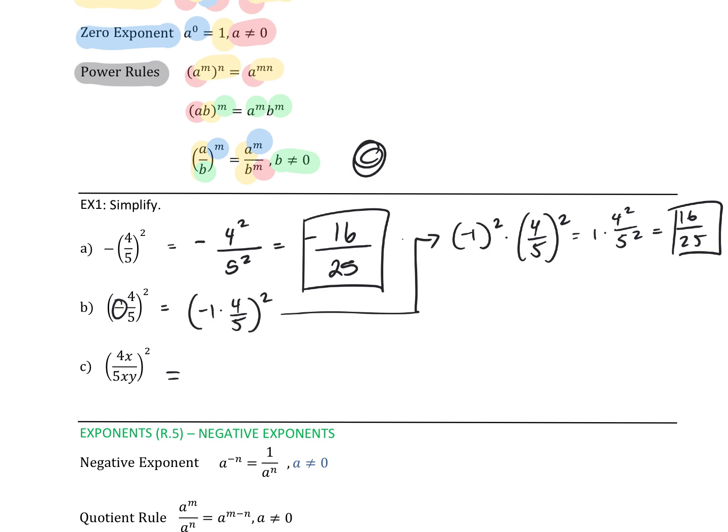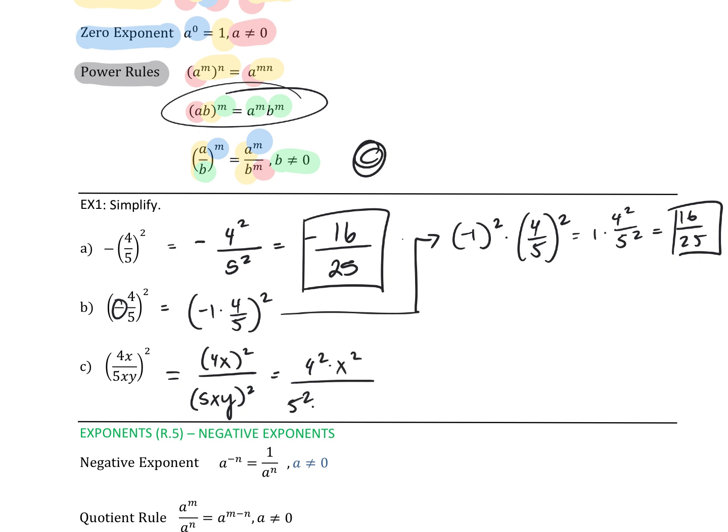Now the next one. Again, we're just going to distribute. So the top will get distributed, so we get 4x squared divided by the 5xy squared. And now we're going to use this rule right here. So it's going to be 4 squared times x squared divided by 5 squared times x squared times y squared. So that'll be 16x squared divided by 25x squared y squared. Now we might be done, but careful, we can simplify those x squareds. Since they're the exact same, we can cancel them out from each other. And we are left with 16 divided by 25y squared.